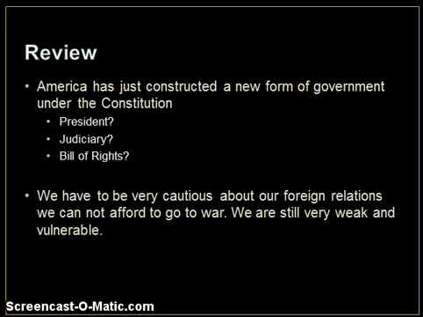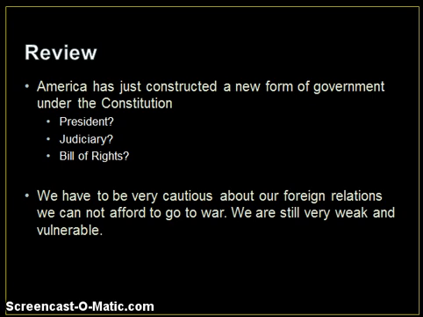So there are three big questions, okay? Who's going to be the president? What's that going to look like? What's the office going to look like? How do we set up the judiciary branch? And we still have to settle the implementation of the Bill of Rights, which was promised to ratify the Constitution.